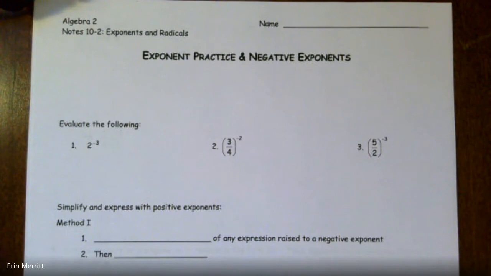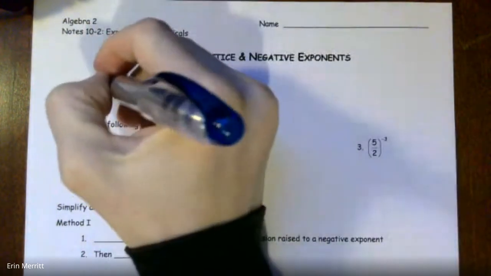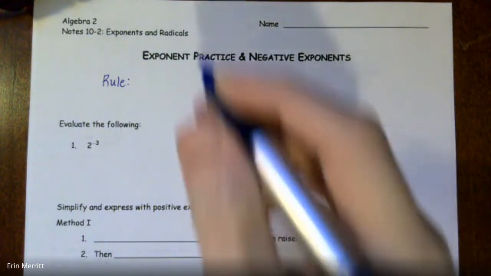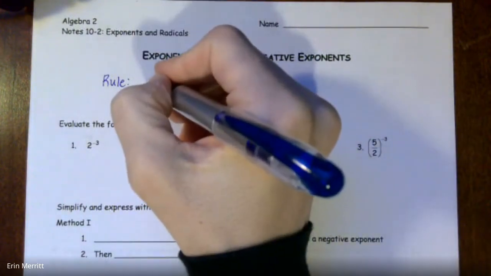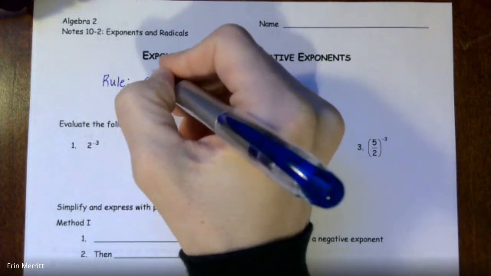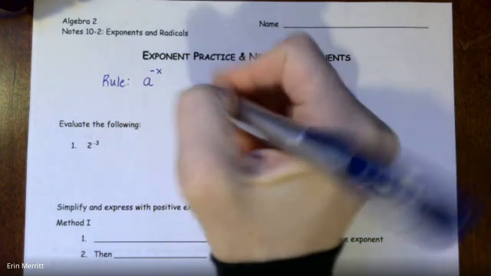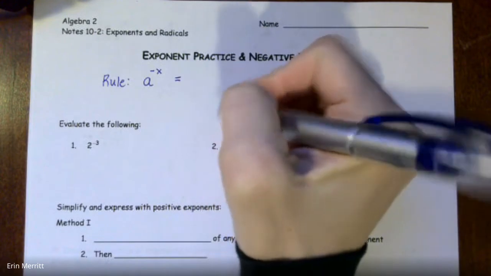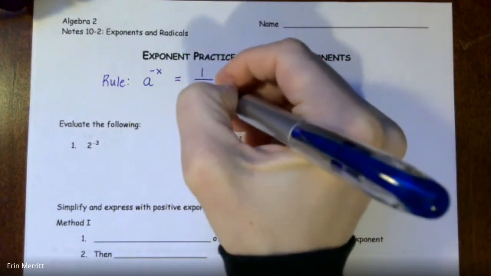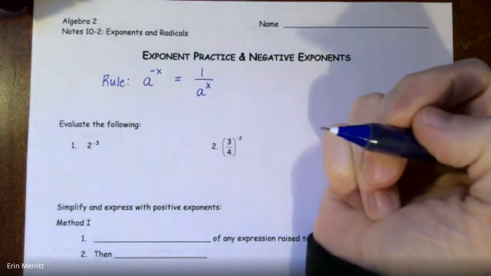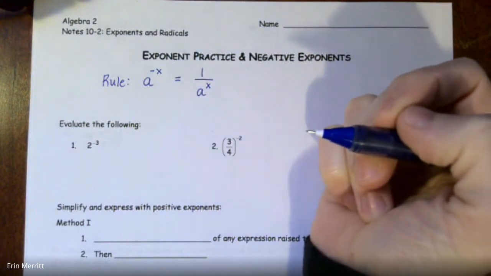So the first part is you want to make sure that you know the rule for negative exponents. In general, if I have a raised to the negative x power, that is the exact same as if we take the reciprocal of a, and now we can raise it to the positive x power. So that's your first rule that I want you to keep in mind, all right?